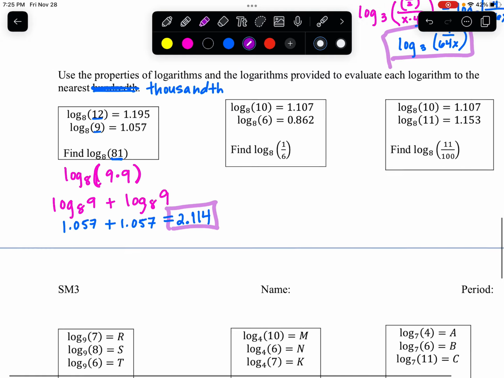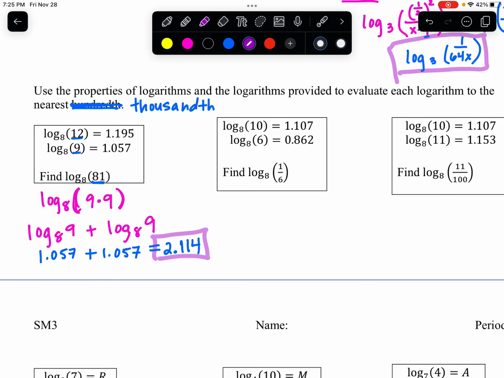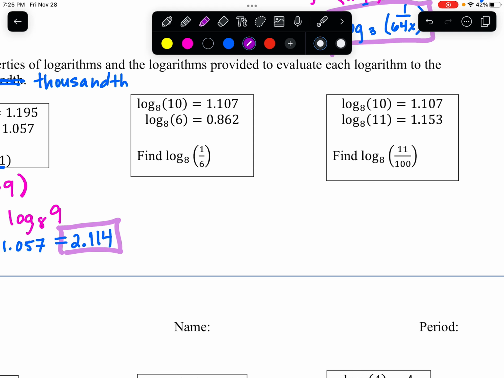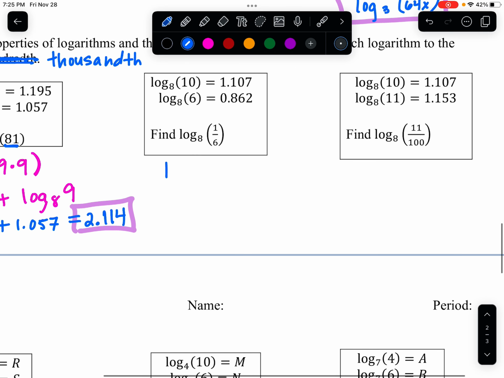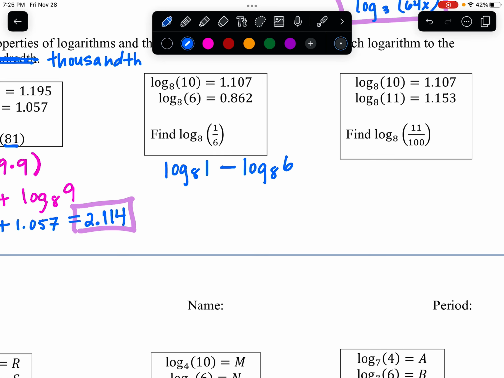Oh, the video's not done. Okay, let's look at this next one. We have log base 8 of 10, log base 8 of 6, and we need to find log base 8 of 1 over 6. Now I'm going to show you something. There is a red herring here. We don't actually need this one. And this is why. We could automatically separate this into log base 8 of 1 minus log base 8 of 6.